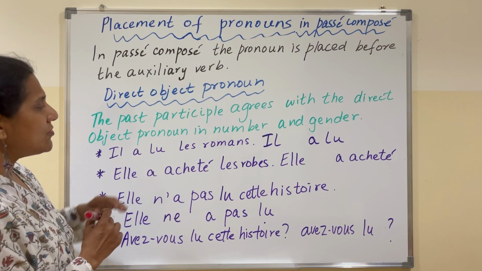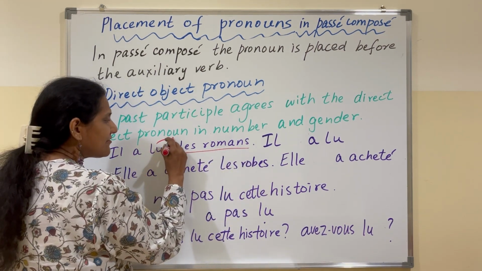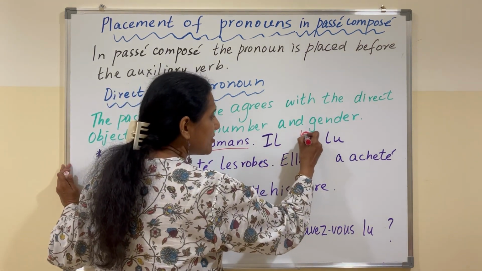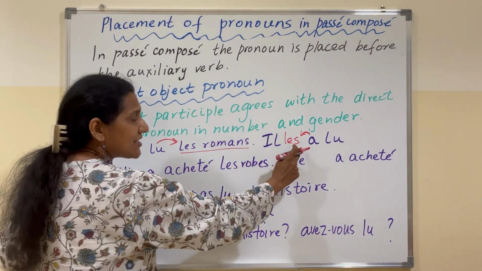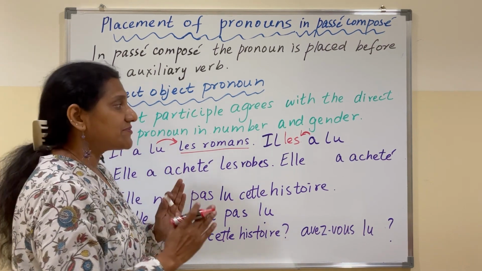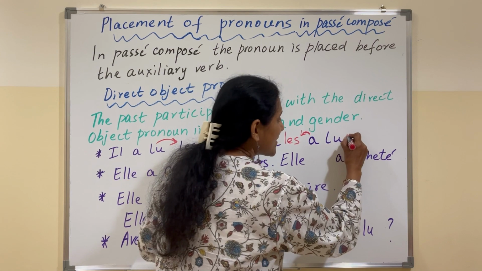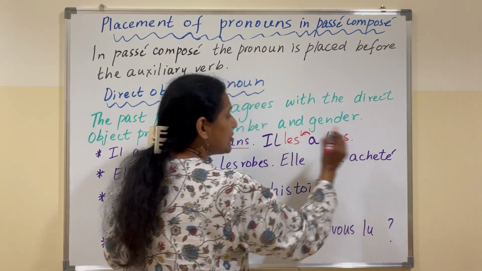Il a lu les romans. So we can see this is a direct object because it's immediately after the verb. And I'm supposed to place it before the auxiliary verb. So it's plural. Therefore I write il les a lu. But as we said just now, there has to be a direct object agreement. Romans is masculine and plural, so we add an S. So il les a lus.